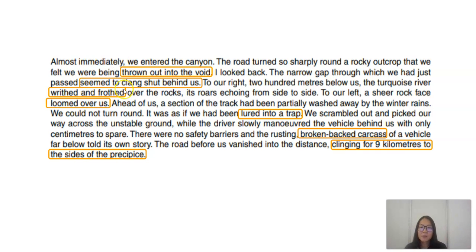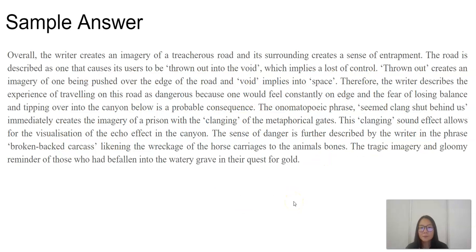Okay, and then of course I like "seem to clang sharp behind us" for the very obvious onomatopoeic use of the word clang, and also this imaginary gate that we will visualize when we read this. So I like the use of the word clang here because of its sound effect and also the imagery that we get. And of course, "broken back carcass": describing the wagons or the horse carriages as carcasses creates imagery that's pretty gloomy, and I love the technique as well, so that's why I chose this phrase. Okay, so we'll look at a sample that I have written.